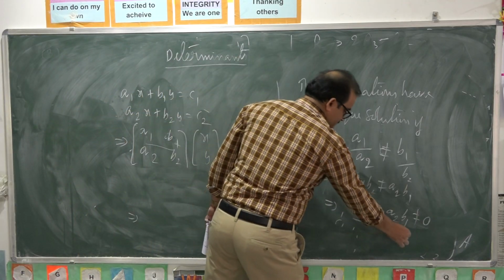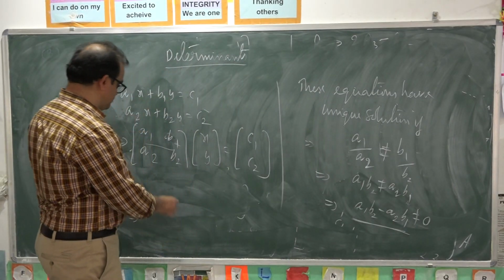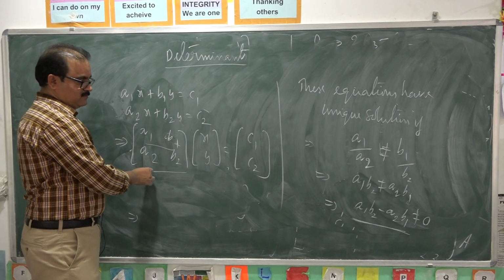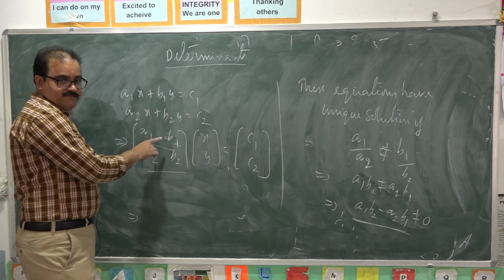So this value is called the determinant of this matrix. That a1 b2 minus a2 b1 is called the determinant of this matrix.